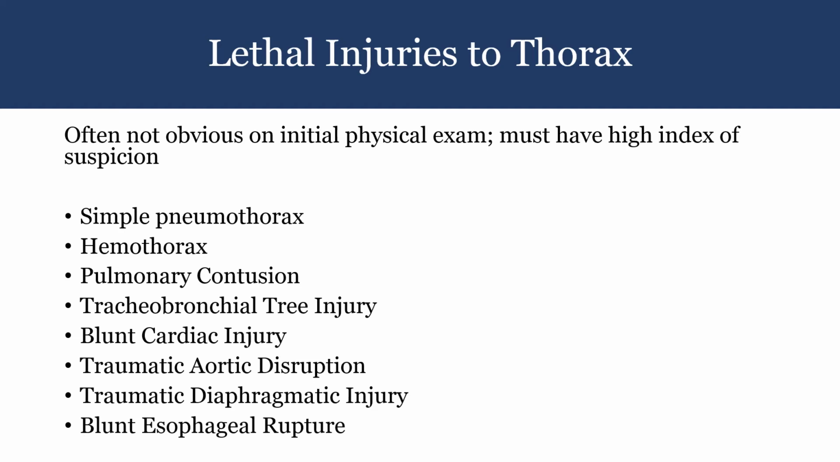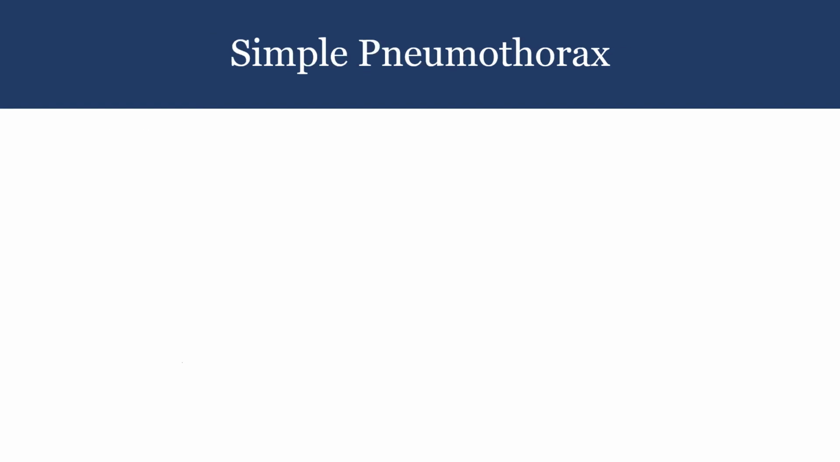One, you have a simple pneumothorax. Some of these things can be missed. A hemothorax, where you have less than 1,500 cc's of blood, pulmonary contusion, tracheobronchial tree injuries, blunt cardiac injury, traumatic aortic disruption, traumatic diaphragmatic injuries, and blunt esophageal rupture.